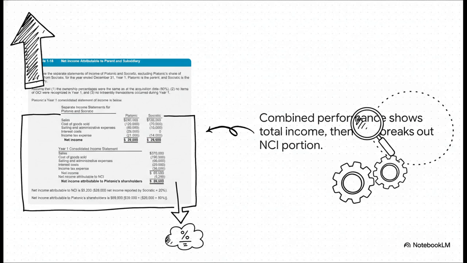Look down at the bottom lines. The total combined net income is $65,000. Now, since Platonic only owns 80% of Socratic, the report has to show the portion it doesn't own. So you can see right there, it shows that $5,200 of the profit actually belongs to the non-controlling interest. This gives investors a true picture of who really earned what.